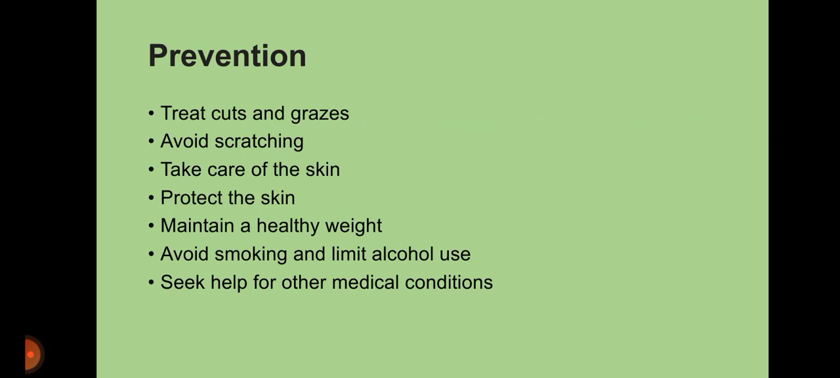So for example, wear gloves and long sleeves while gardening, and avoid wearing shorts if there is a likelihood of grazing the skin. So covering up can also help prevent insect bites. Next is maintain a healthy weight. Obesity may raise the risk of developing cellulitis. So maintain a healthy body weight.